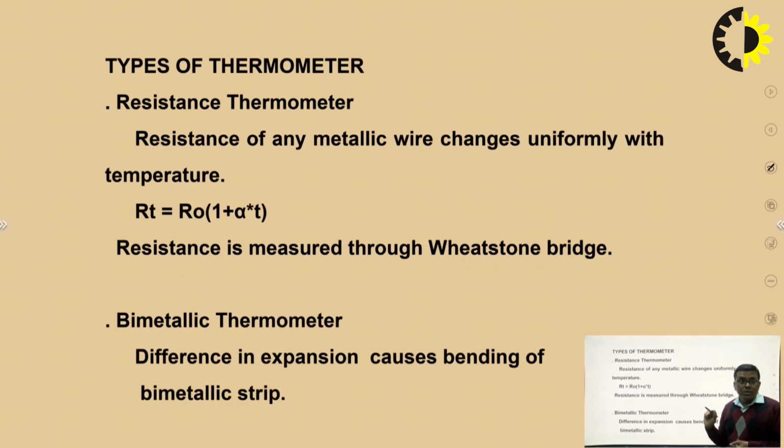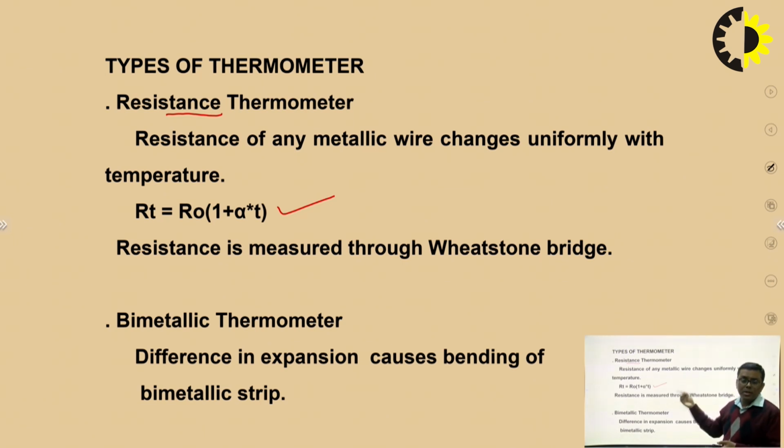Another property which changes with the temperature is the resistance of a metallic wire. Resistance changes with the length, and resistance of any metallic wire changes with the cross section. Resistance of any metallic conductor also changes with the temperature, with this particular relation. So that can be helpful for measuring the temperature.